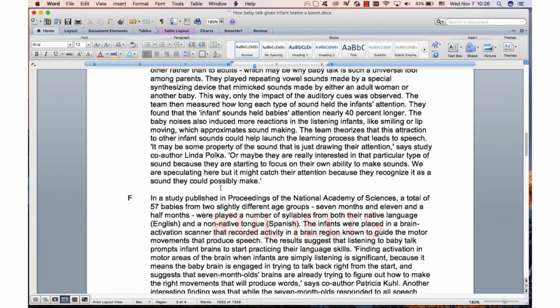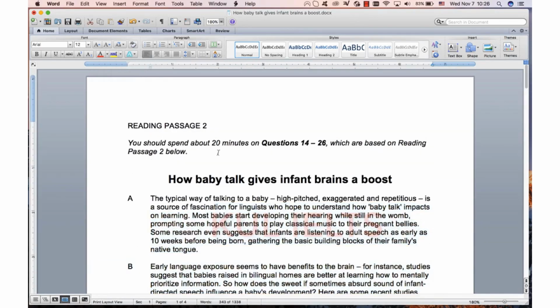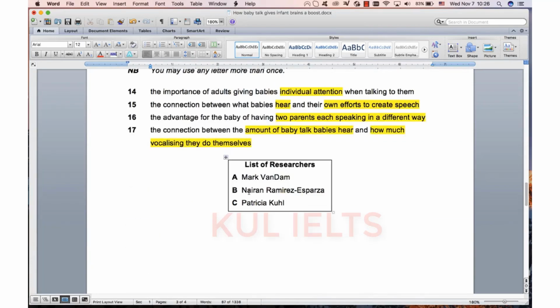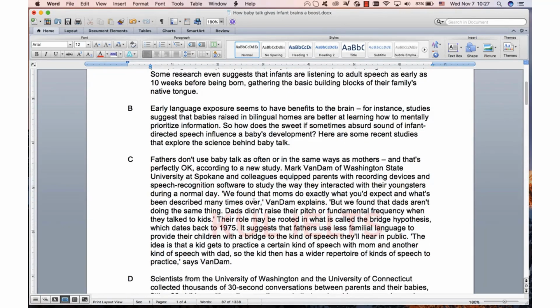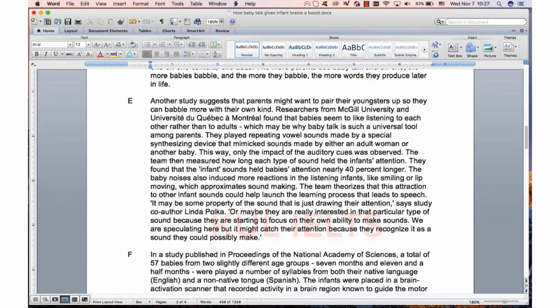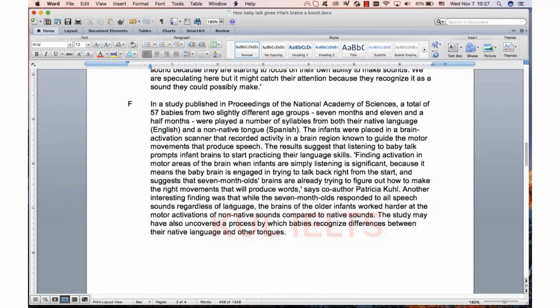Right, so I'm just going to remove all of that color. Then we're scanning for Mark Van Dam, Nairon Ramirez Esparza, and Patricia Kuhl. We know Mark Van Dam is over here. Check that they introduce him. So that is the first time they mention him. Is Nairon? You must scan through this, but we see that it's Linda Polko. It's not what we're looking for. Co-author Patricia Kuhl. Even this is an introduction. So that's the only time they mention her.